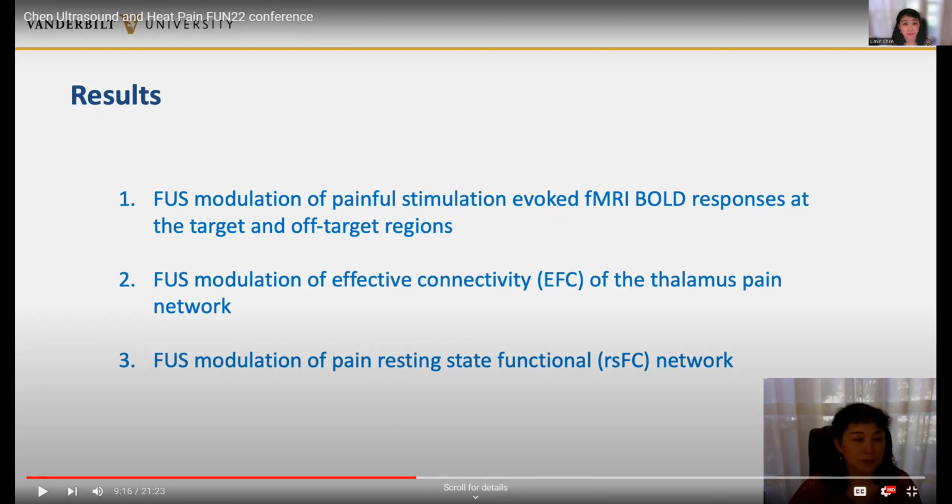So I have a question. You show the resting state functional connectivity before application of the ultrasound and also after the ultrasound application. And so during the stimulation of the ultrasound, did you observe any accumulation effect during the acquisition of the functional MRI?